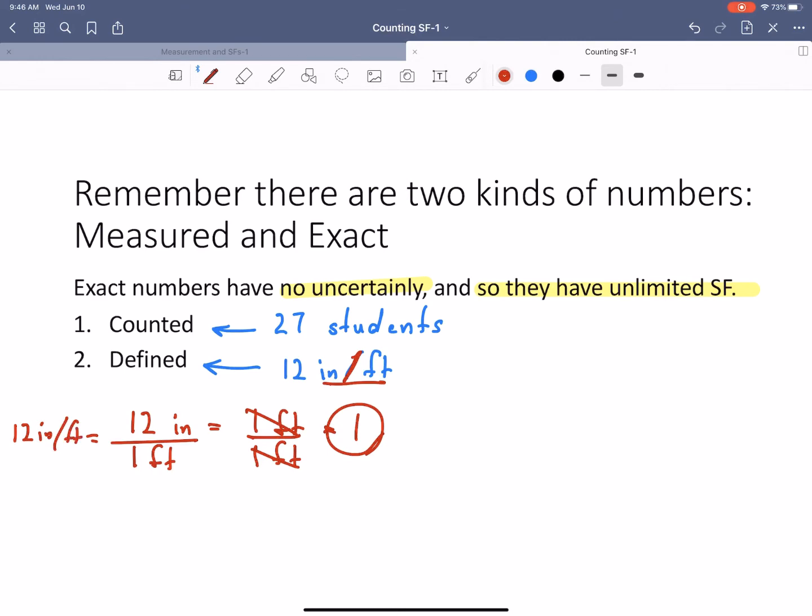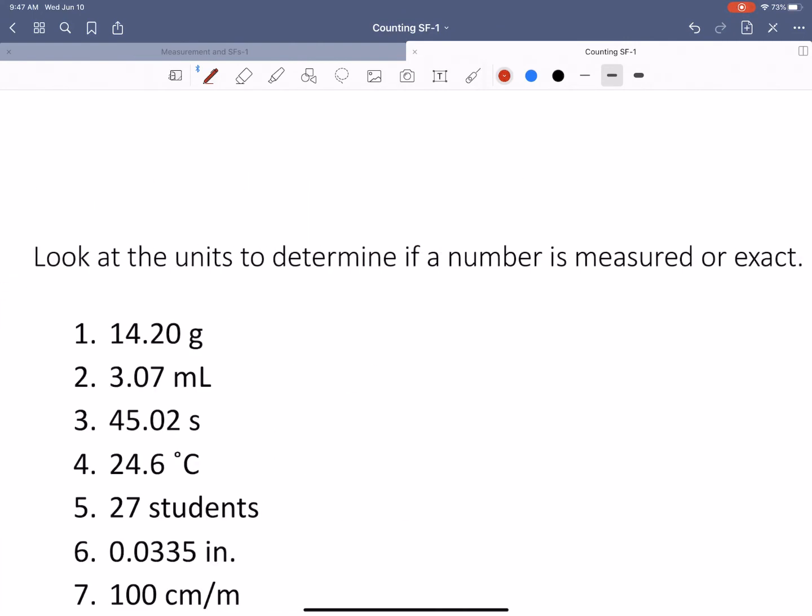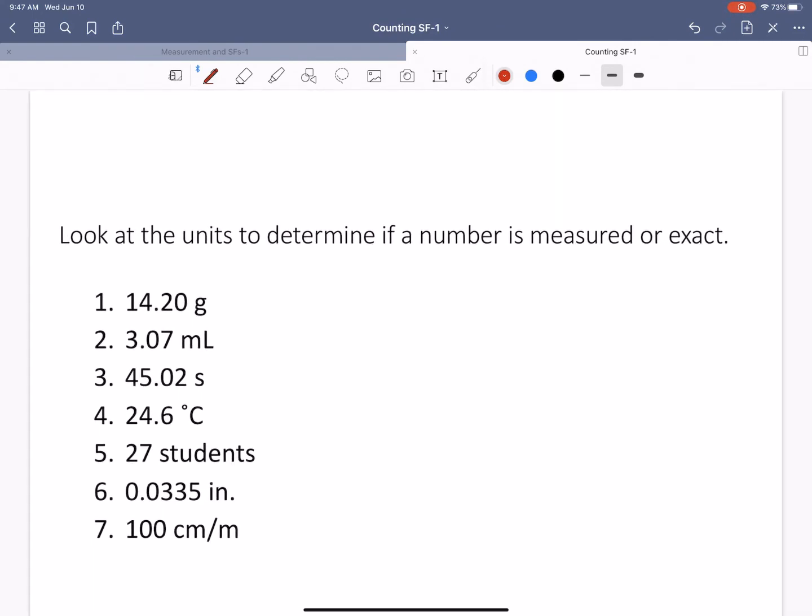So defined comes from a definition. The definition has had some math done on it to come up with maybe a ratio that is equal to 1, and that has unlimited sig figs. So, if you want to know if a number is measured or exact, then you look at the units.